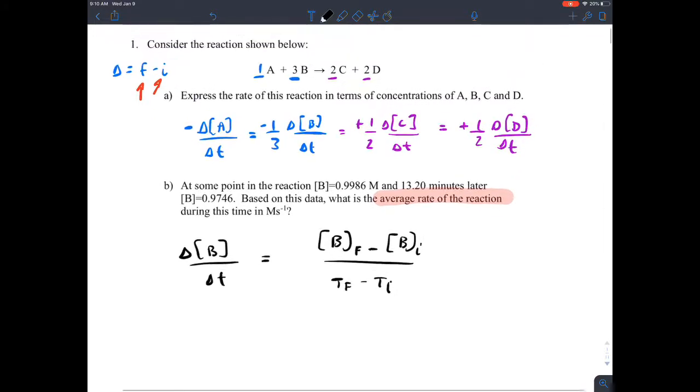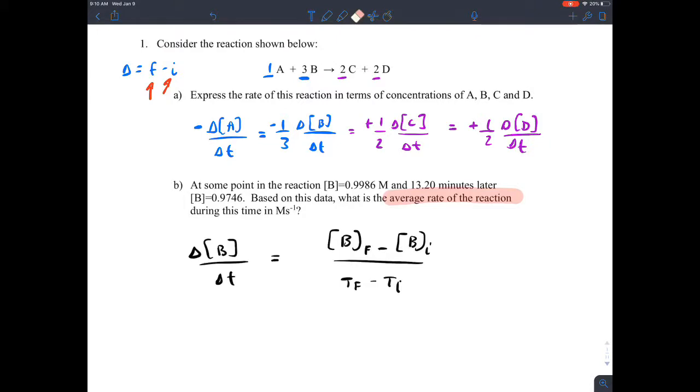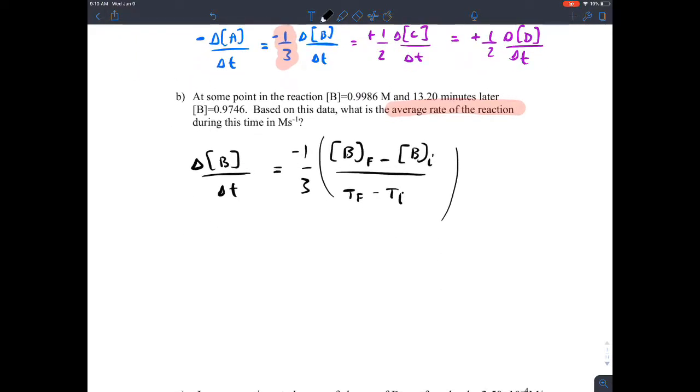Now, we shouldn't forget that B, if we look up here, has a coefficient of 3. And previously we wrote that we had to accommodate for that by writing negative 1 over 3 on the outside. So we should do that. So that's going to be negative 1 over 3. And we'll see why that's a useful topic.